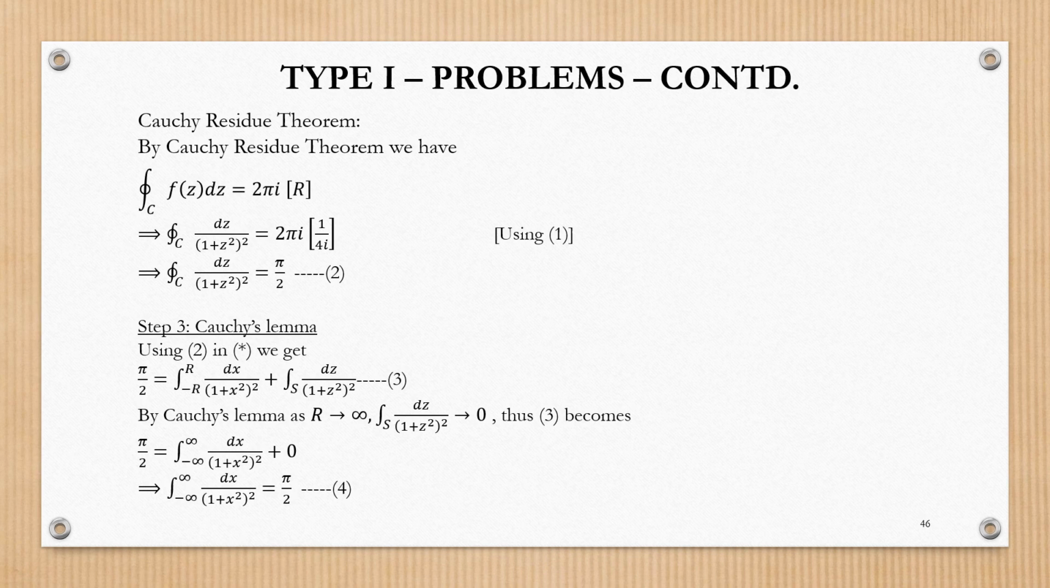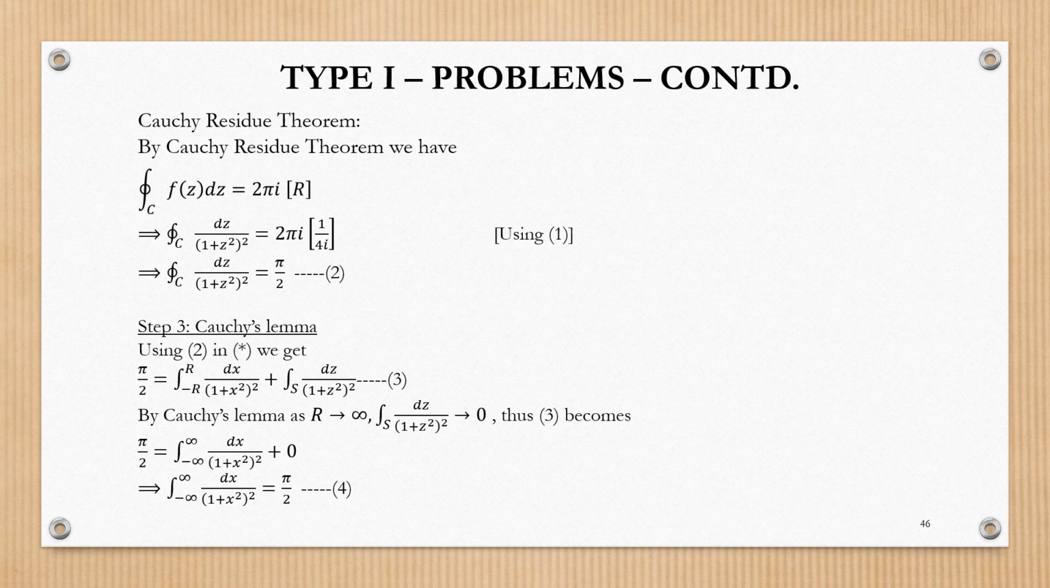Now we will take equation 2 and substitute it on the left hand side of equation star so that we get equation 3. On this equation we apply the Cauchy's lemma. As R tends to infinity, the integral over the semicircle of dz by (1 plus z square) the whole square tends to 0. That's how equation 3 can be rewritten as pi by 2 equal to the integral from minus infinity to infinity of dx by (1 plus x square) the whole square plus 0. The integral is written on the right hand side and the numerical value is written on the left hand side.